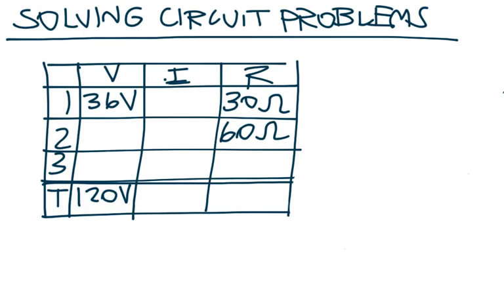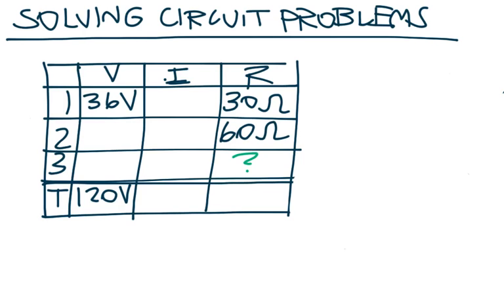And what they wanted to know, what is the value of the third resistor? Well, if you know one current, you know them all. So if I can get a current value, I know every current in the circuit. But I don't have any current values currently. See what I did there?